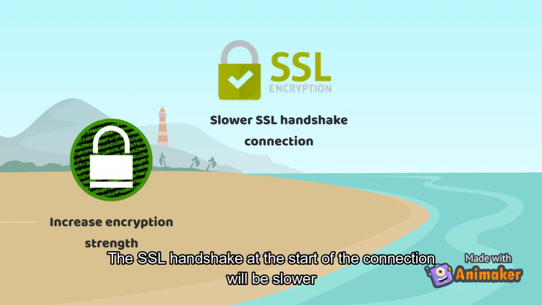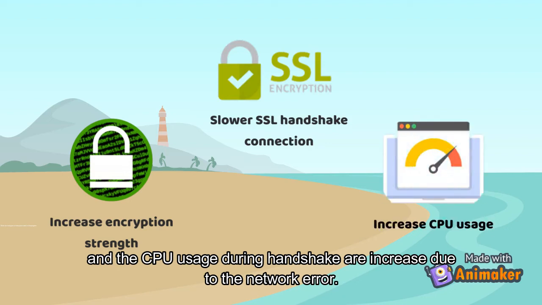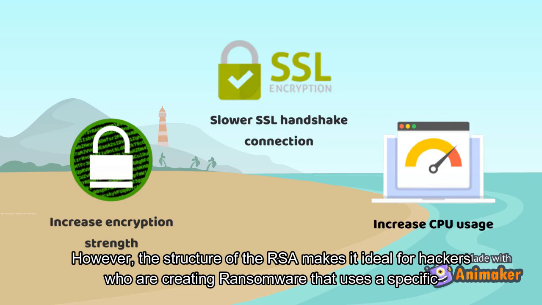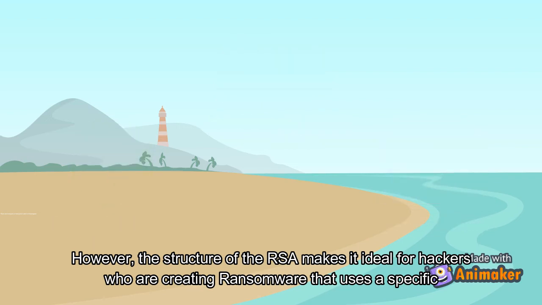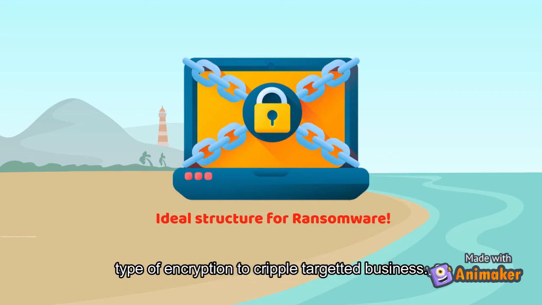The SSL handshake at the start of the connection will be slower, and the CPU usage during handshakes are increased due to the network error. However, the structure of RSA makes it ideal for hackers who are creating ransomware that uses a specific type of encryption to cripple targeted business.